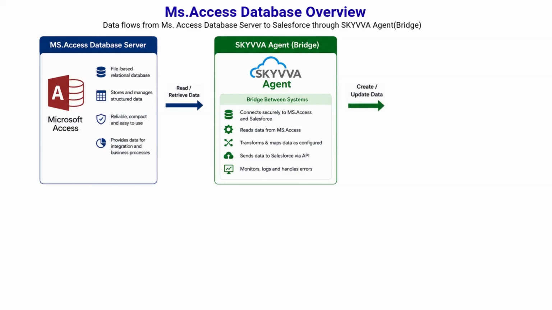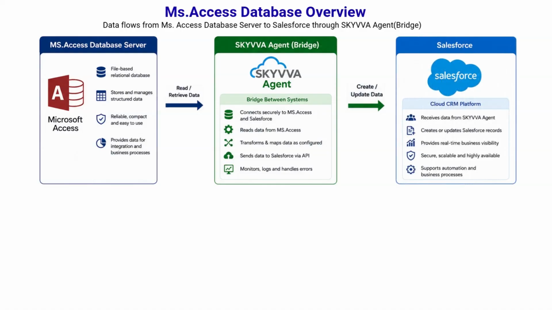Step 4. Create or update data in Salesforce. The second arrow in the diagram, labeled Create/Update Data, represents the SKYVVA agent sending the processed data to Salesforce through the Salesforce API. The communication between the SKYVVA agent and Salesforce is secure and uses the configured authentication method. Based on the integration configuration, the SKYVVA agent sends requests to either create new Salesforce records or update existing ones. If any communication or validation errors occur, the SKYVVA agent records detailed logs and reports the issue so it can be reviewed and resolved.